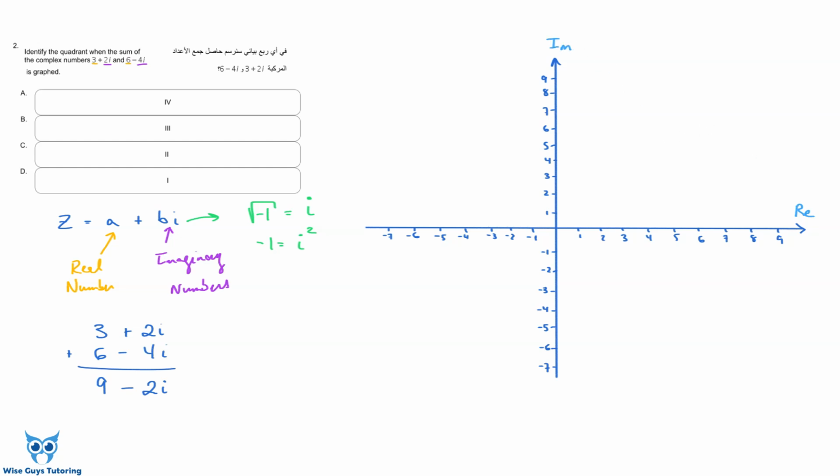Okay, so for us, the real part, as we've said, is 9, and the imaginary part is -2. So my point is going to land just over here, at 9 on the x-axis, which is the real axis, and -2. So my point will be just about here, right? This is 9 and -2.